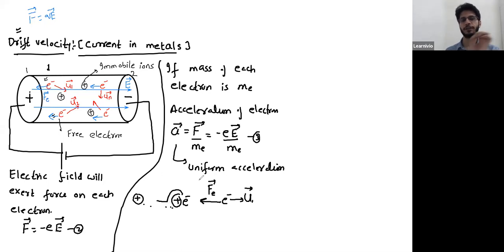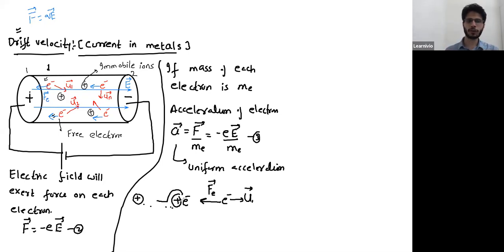I'm repeating it again. If you consider this electron, it will experience force due to the electric field. Due to this force, this electron will gain some net velocity in the left-hand side direction. But this electron cannot move continuously. The reason is there are plenty of ions, and the size of ions is very large. These electrons will collide with the ions. When one electron collides with an ion, it comes to rest.